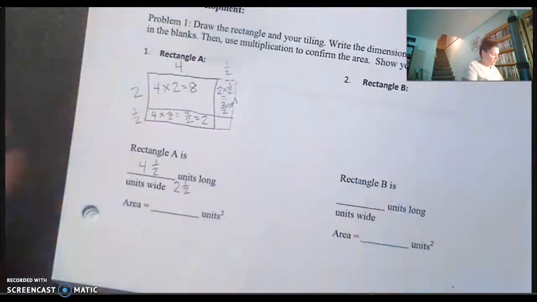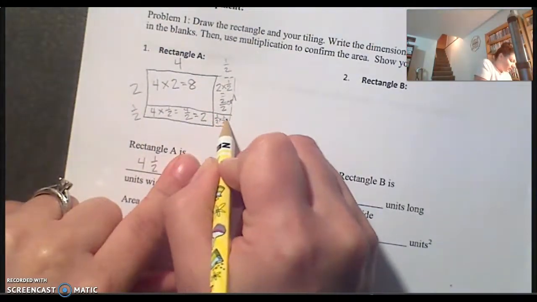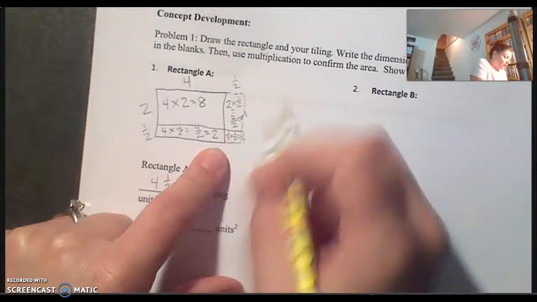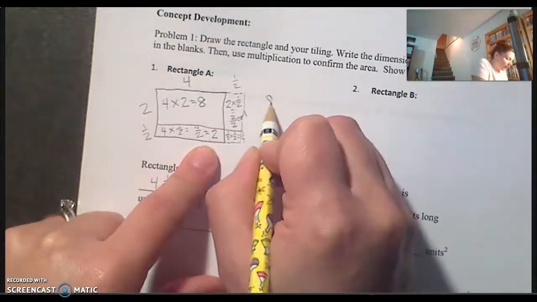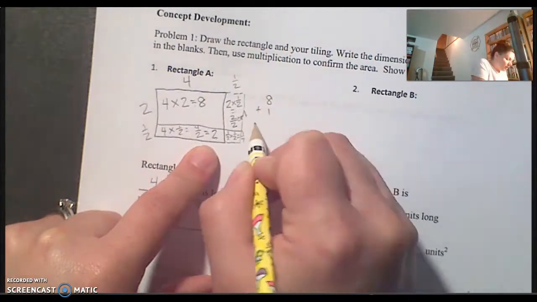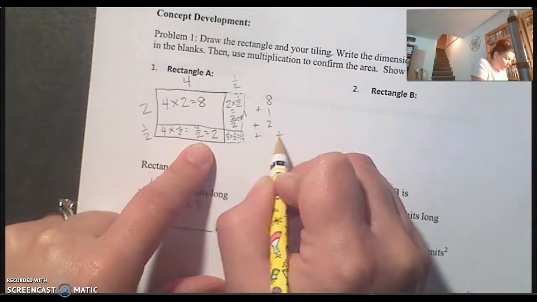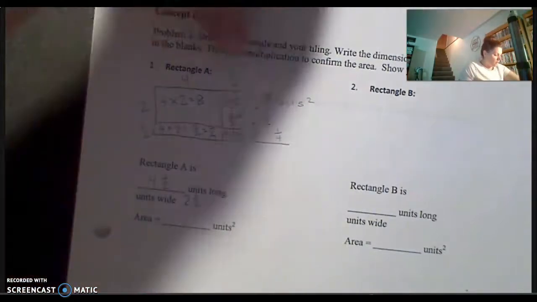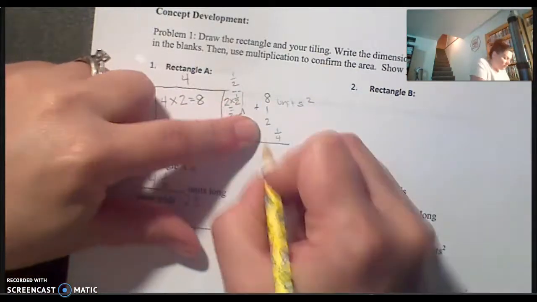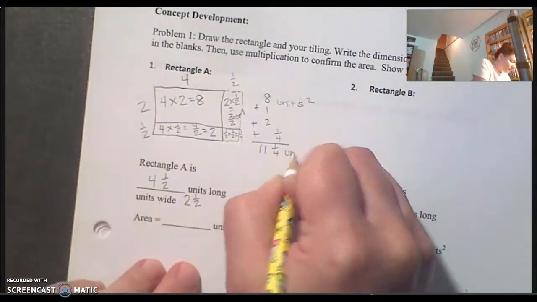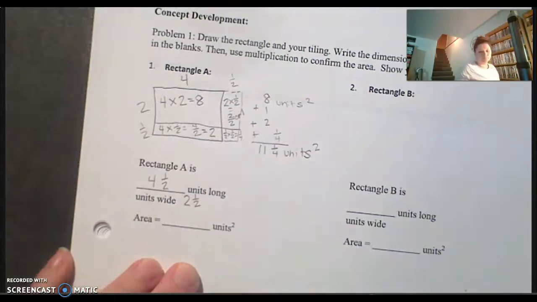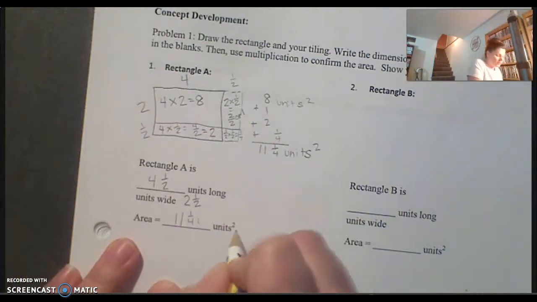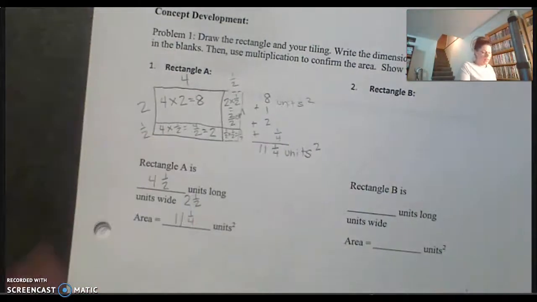So a half times a half is equal to 1/4. So the next step is to put all of those fractions together. I'm sorry, the fractions and the whole numbers. So we have 8 plus 1 plus 2 plus 1/4. And these are all units squared. 8 plus 1 is 9, plus 2 is 11, and 1/4 units squared. So the area is 11 and 1/4 units squared for rectangle A.